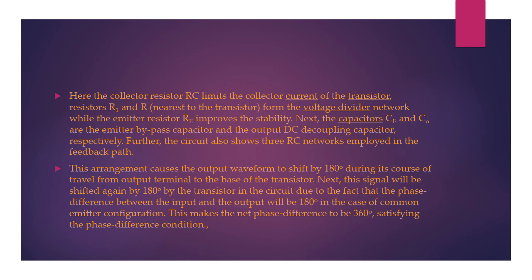Here the collector resistor RC limits the collector current of the transistor, resistors R1 and R2 form the voltage divider network, while the emitter resistor RE improves the stability. Next, the capacitors CE and C out are the emitter bypass capacitor and the output DC decoupling capacitor respectively. Further, the circuit also shows three RC networks employed in the feedback path. This arrangement causes the output waveform to shift by 180 degrees during its course of travel from the output terminal to the base of the transistor. Together with the transistor's own 180 degrees, this makes the net phase difference 360 degrees, satisfying the phase difference condition.